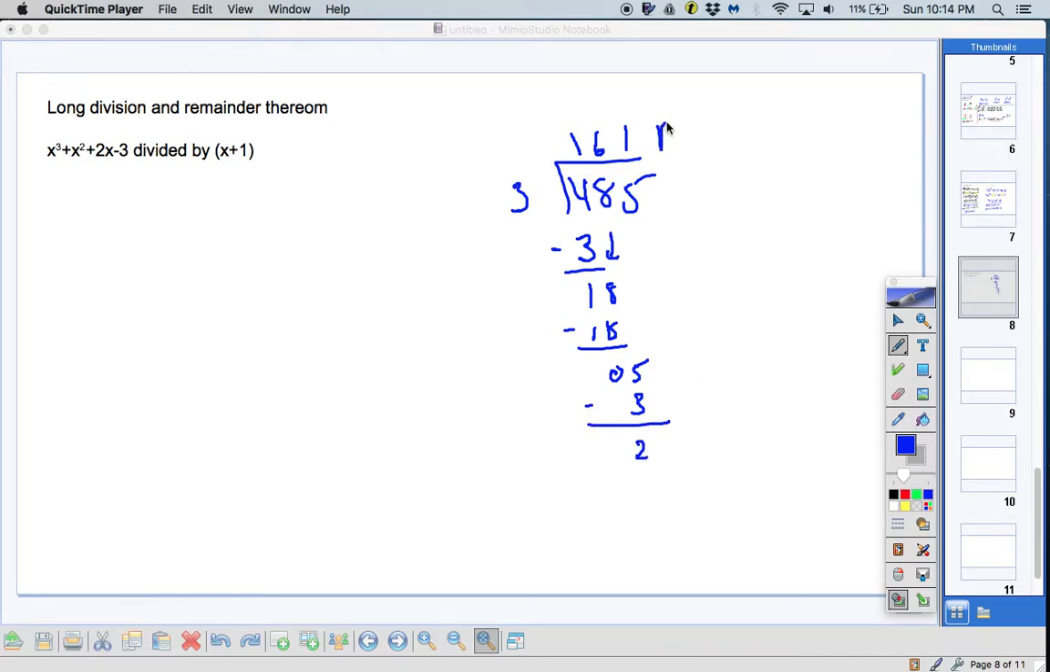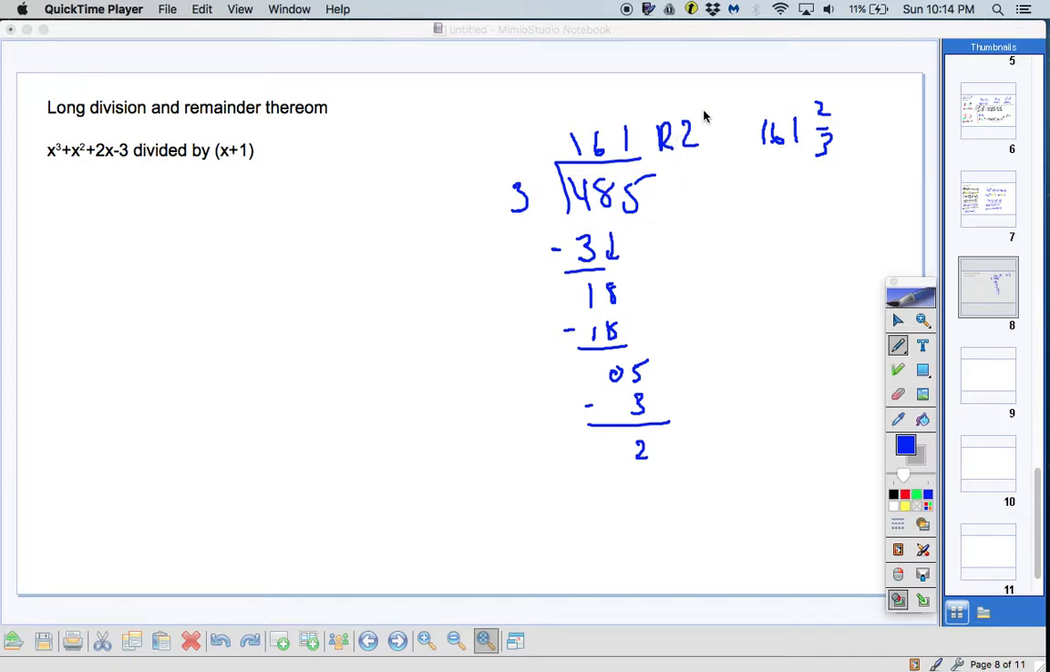And sometimes we call this a remainder of 2. So it's 161 remainder 2. Or the other way to write it is 161 and 2/3. So the remainder goes on top, and whatever you start with ends up on the bottom. So these are equivalent, and this is a review of elementary school long division.